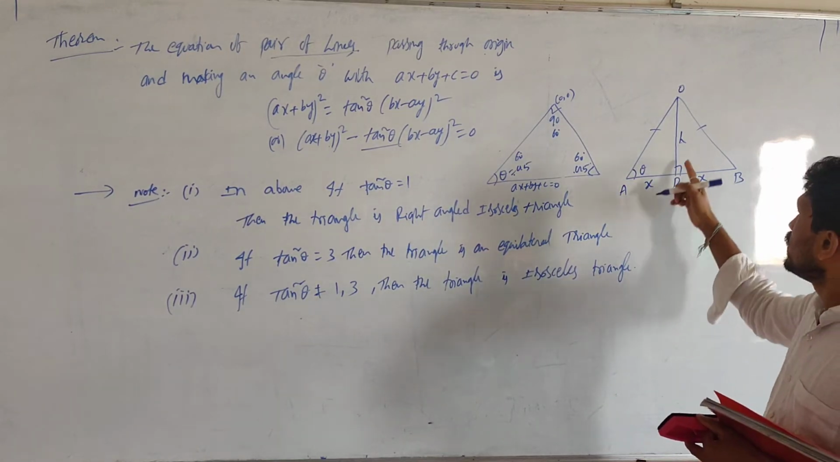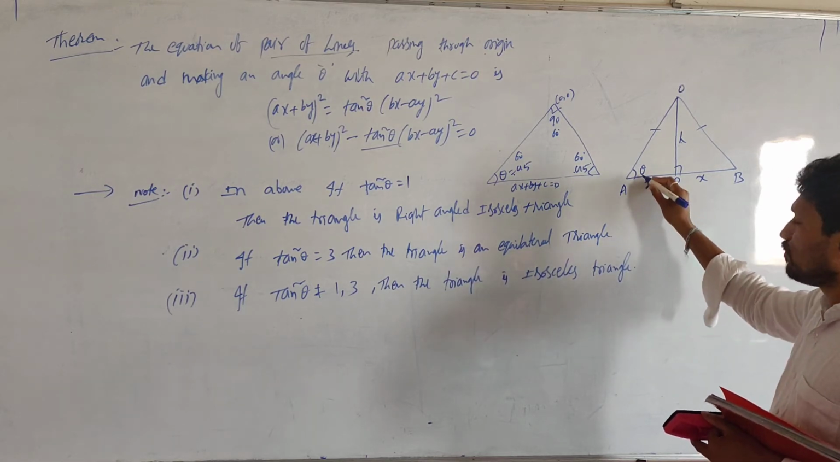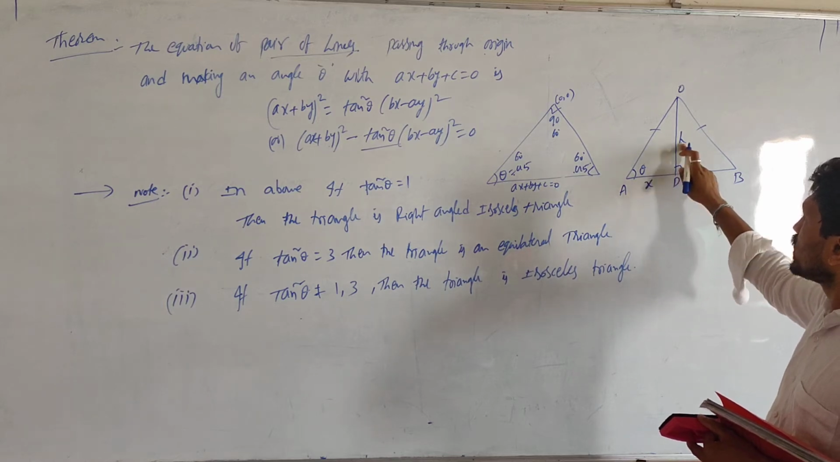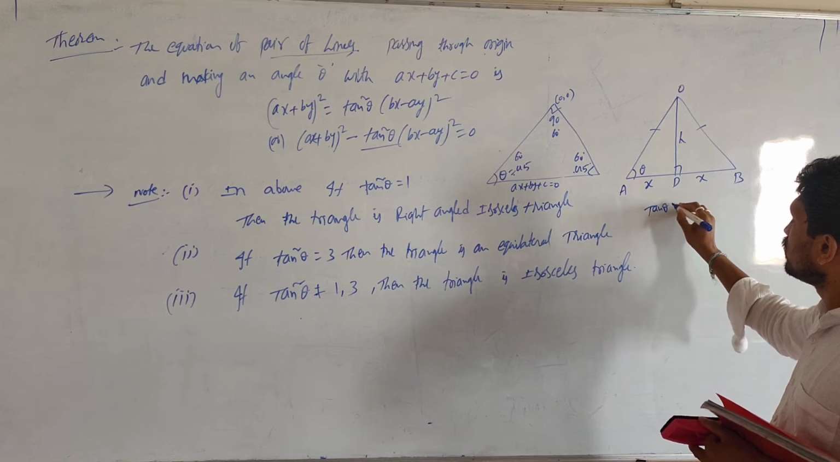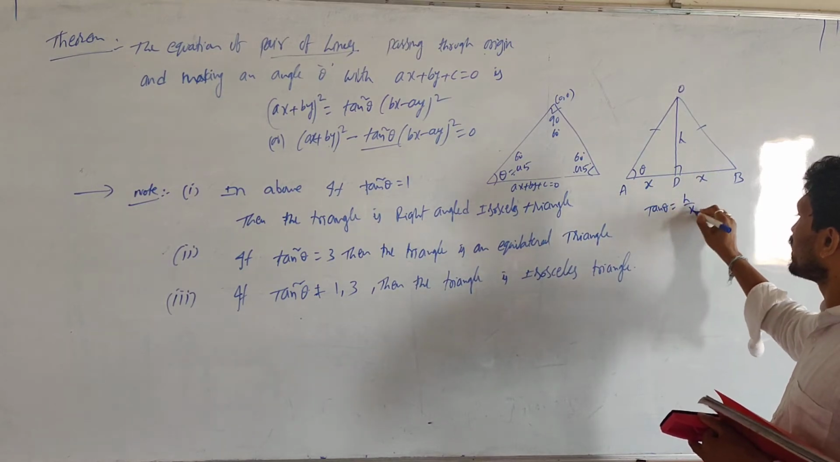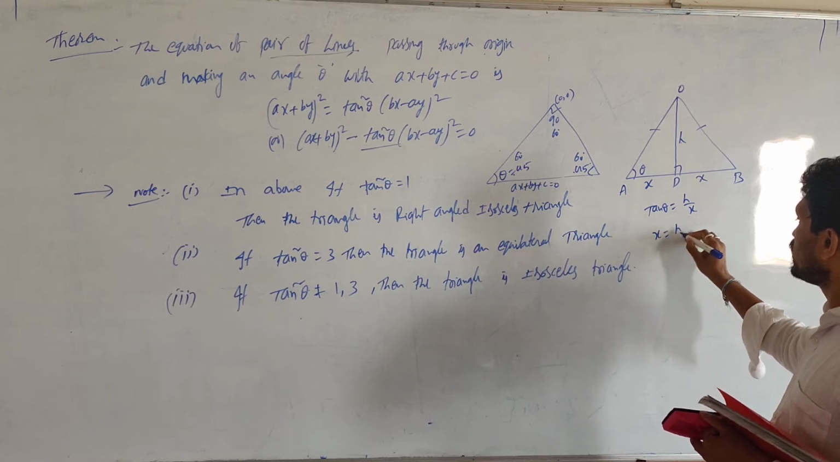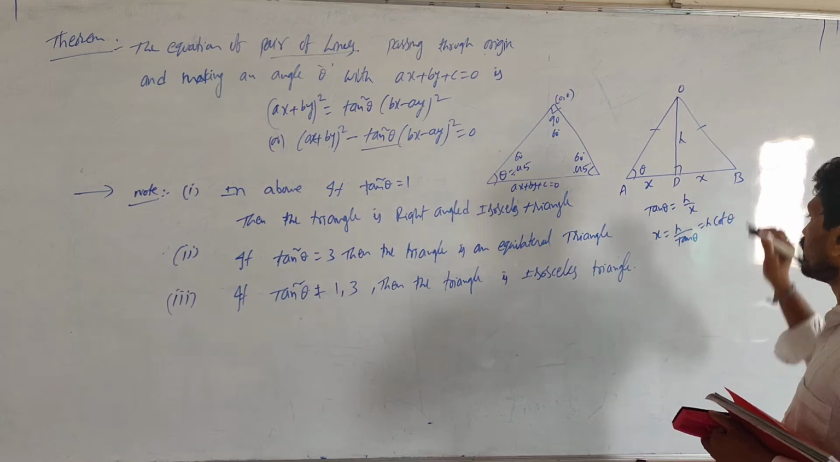Okay? See, what is the formula? Tan theta, if you apply, tan theta is equal to what can we say? Opposite side by adjacent side. Tan theta is equal to h by x. Then x is equal to, how can you write? h by tan theta. That is nothing but h into cot theta.